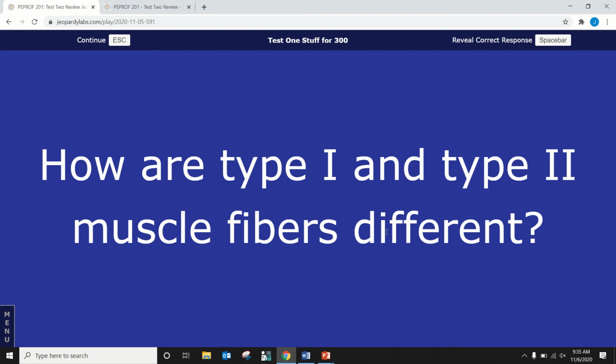All right, how are type 1 and type 2 muscle fibers different? So let's go type 1 versus. Yep. Okay, good. Those are pretty much the bullet points.